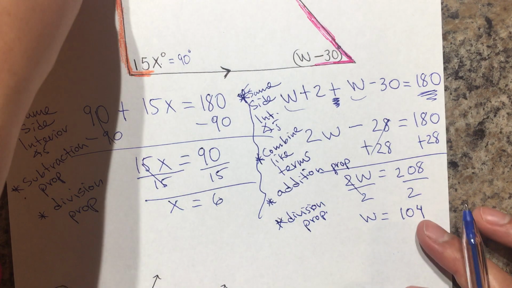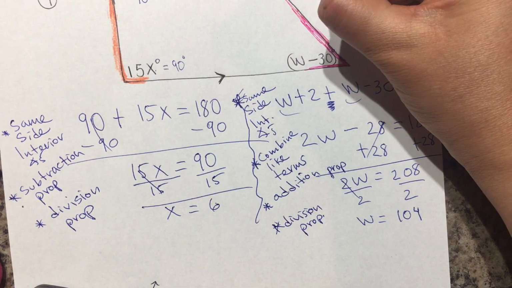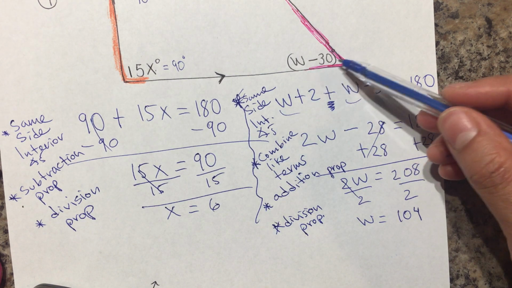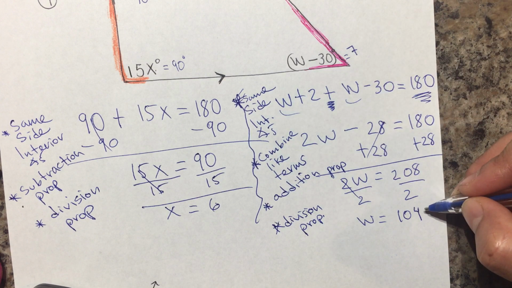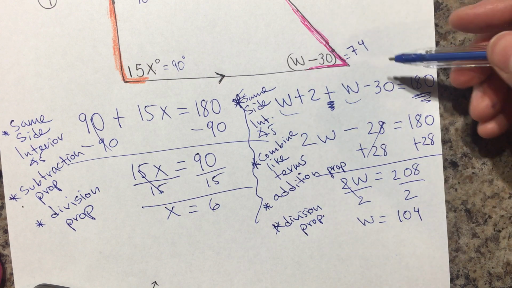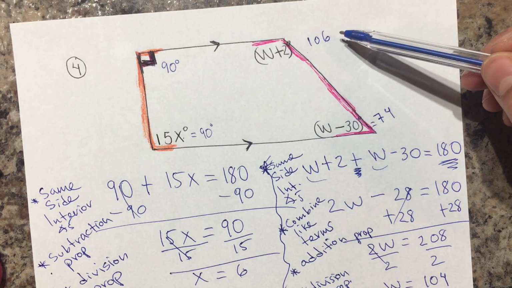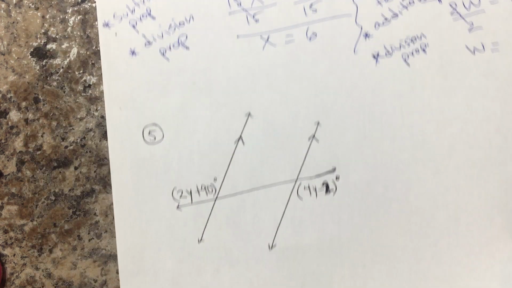Again, if we have 104 plus 2, that's going to be 106. If we have 104 minus 30, that's going to be 74. And together, 106 and 74, that's 180 degrees.